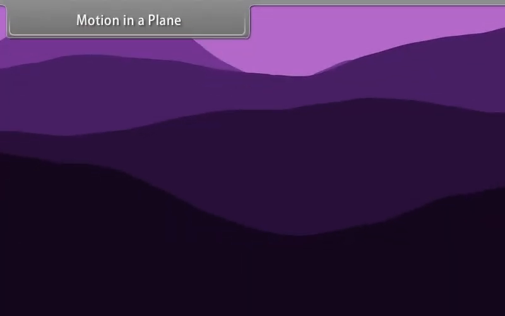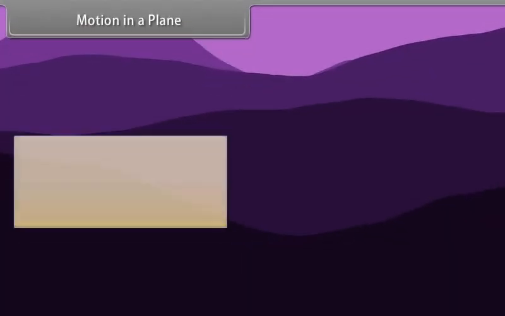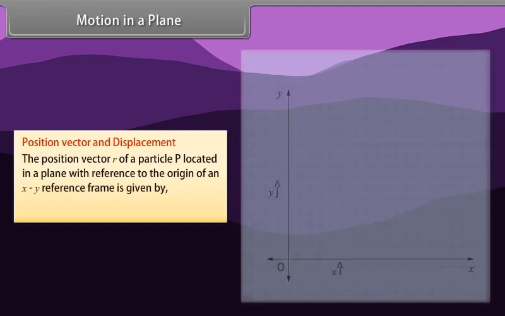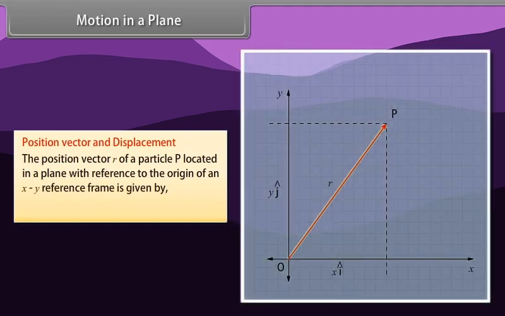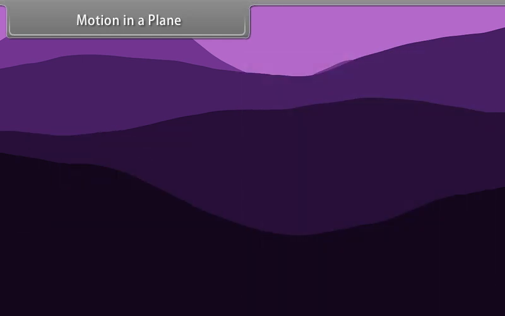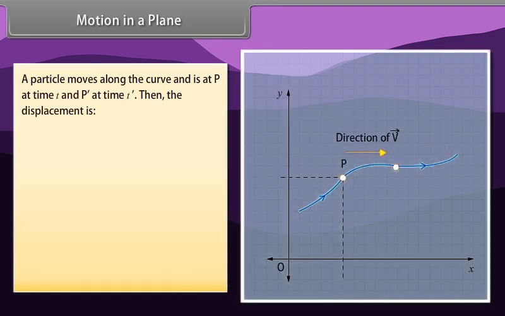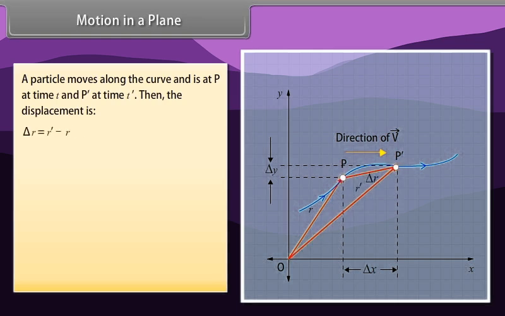Motion in a plane. Let's see motion in two dimensions using vectors, position vector and displacement. The position vector R of a particle P located in a plane with reference to the origin of an XY reference frame is given by R = xi + yj. A particle moves along the curve and is at P at time t and P' at time t'. Then the displacement is delta R = R' minus R. By putting values, we get delta R = i delta x + j delta y.